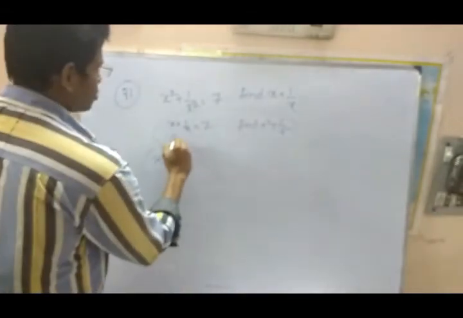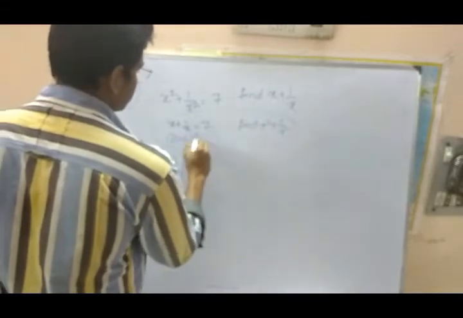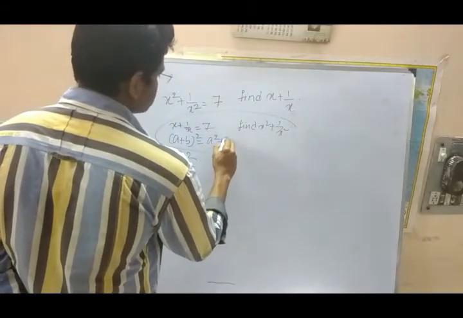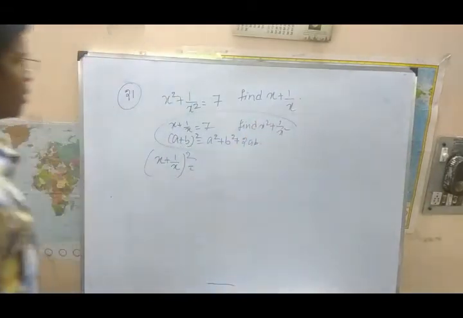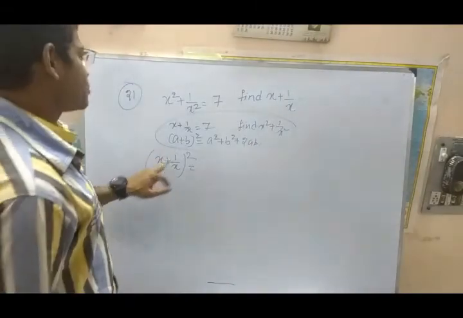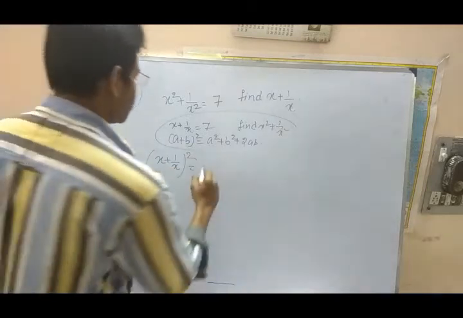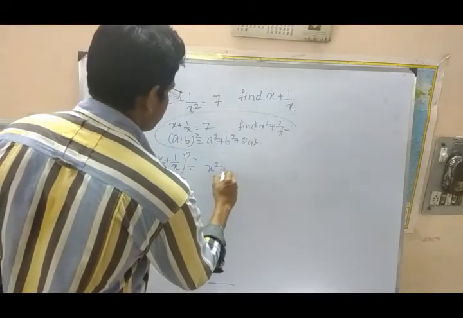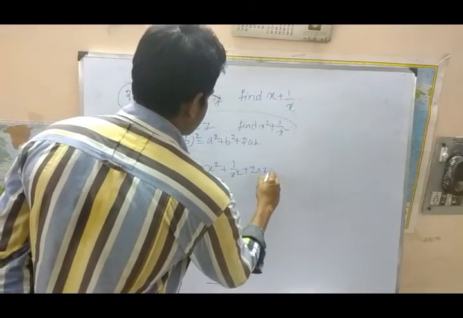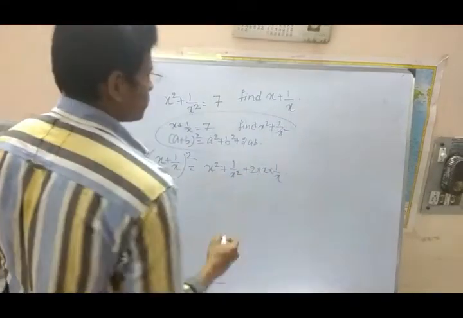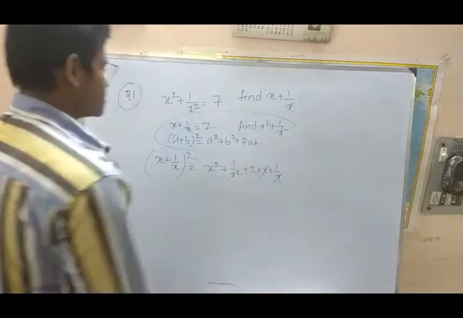Take x plus 1 by x whole square. We will make it square. As you know, a plus b whole square formula is a square plus b square plus 2ab. So what is a here? X. What is b here? 1 by x. Just solve it. X square plus 1 by x square plus 2 into x into 1 by x. What is this? X and x get cancelled.